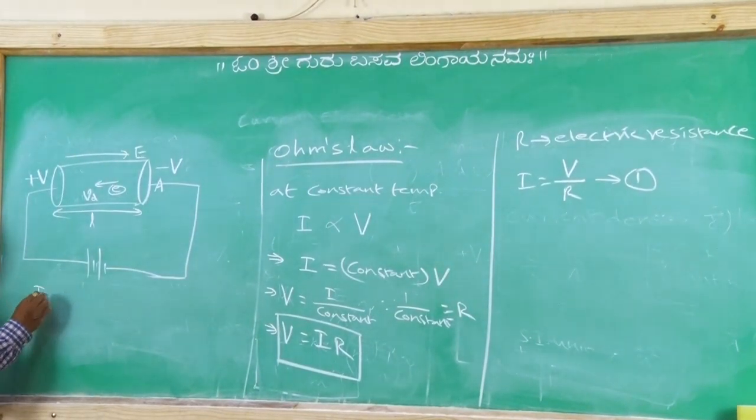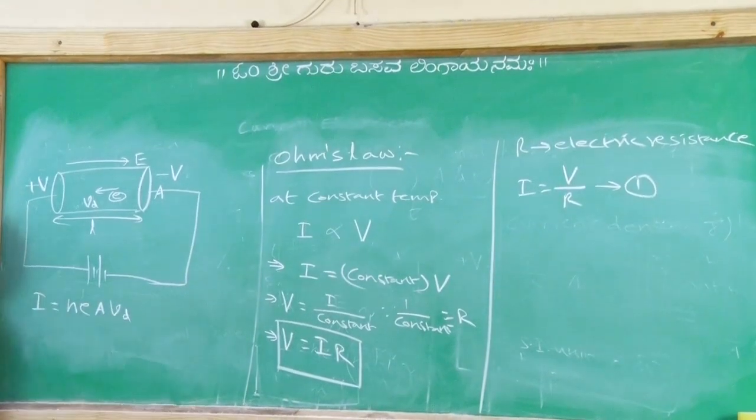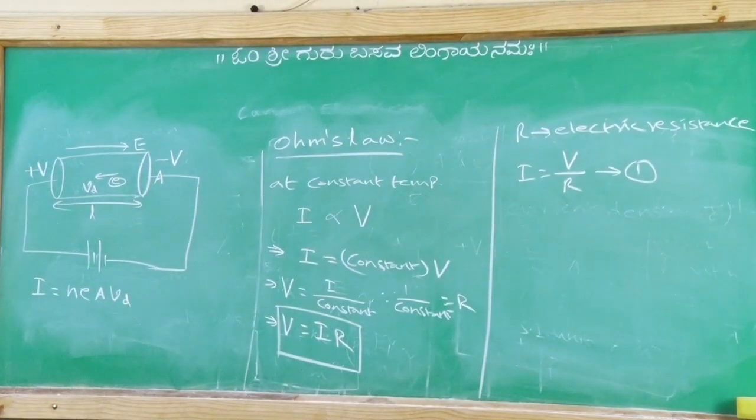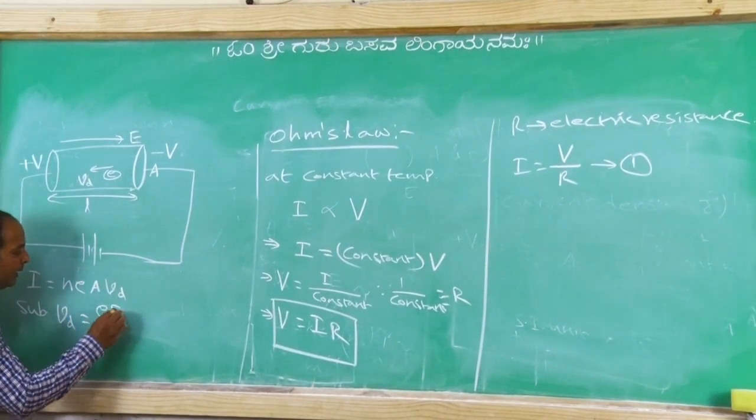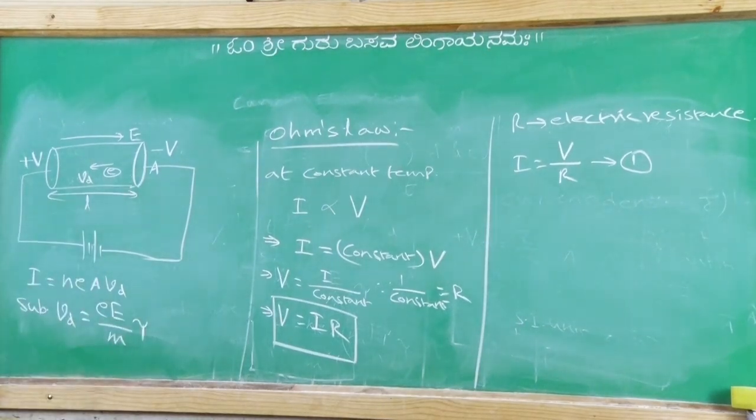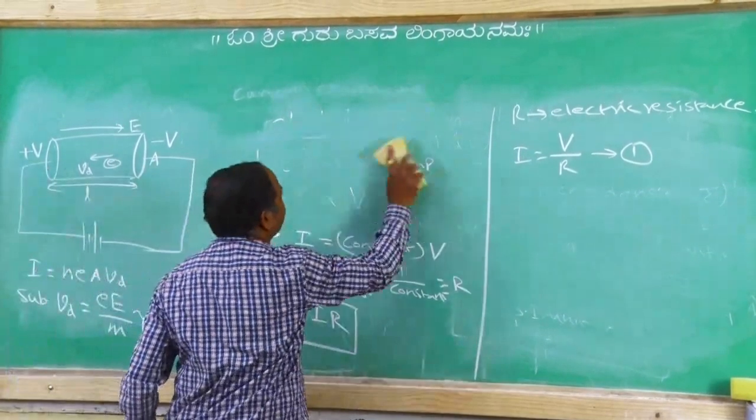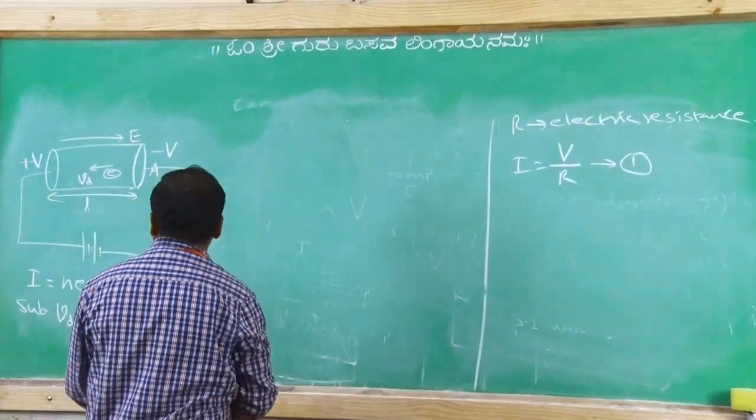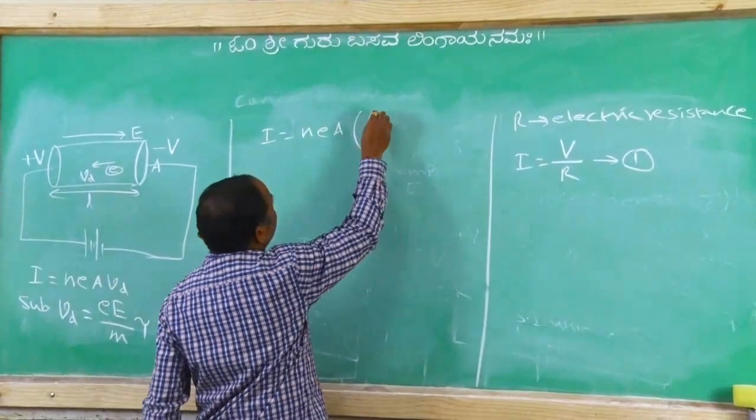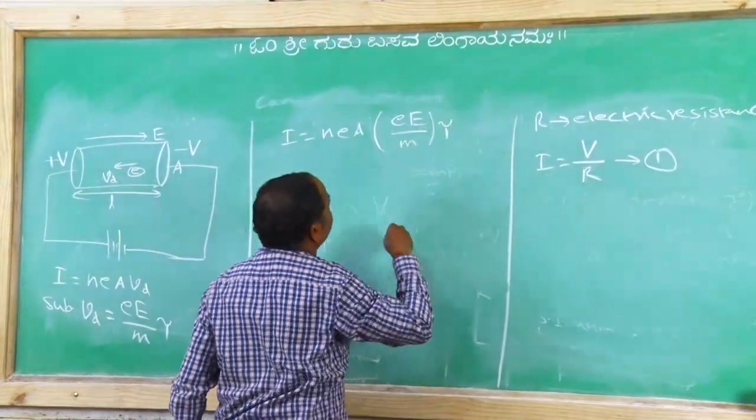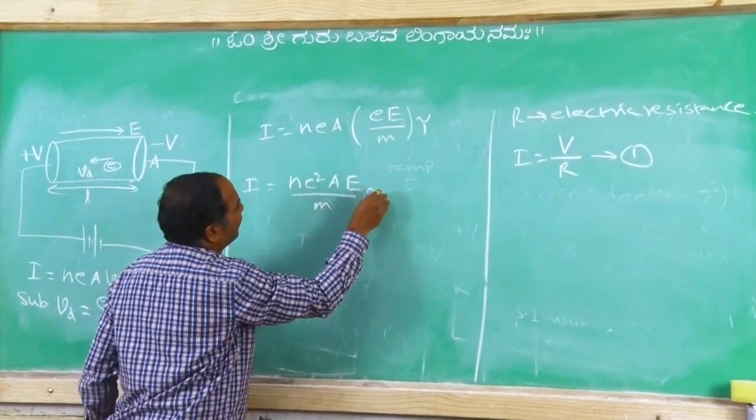Here we already deduced the equation for I in terms of drift speed: I equals n e A Vd. Now substitute the drift speed. What did you get? Vd is equal to small e capital E by m into tau. If you substitute those values, I equals n e A into e E by m into tau. So we get I equals n e square A E by m into tau.